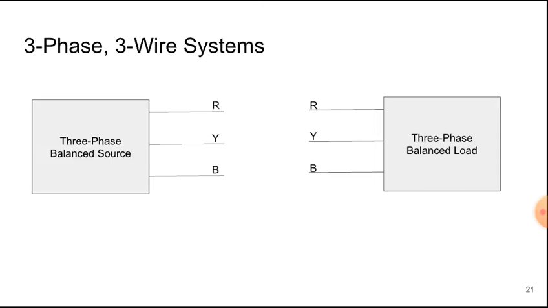For the load, the impedance of each phase should also be the same in all phases, so that we can call it a three-phase balanced load. So we will talk about the three-phase balanced source, what are the characteristics, and we will also talk about the three-phase balanced load and what we can do about it.